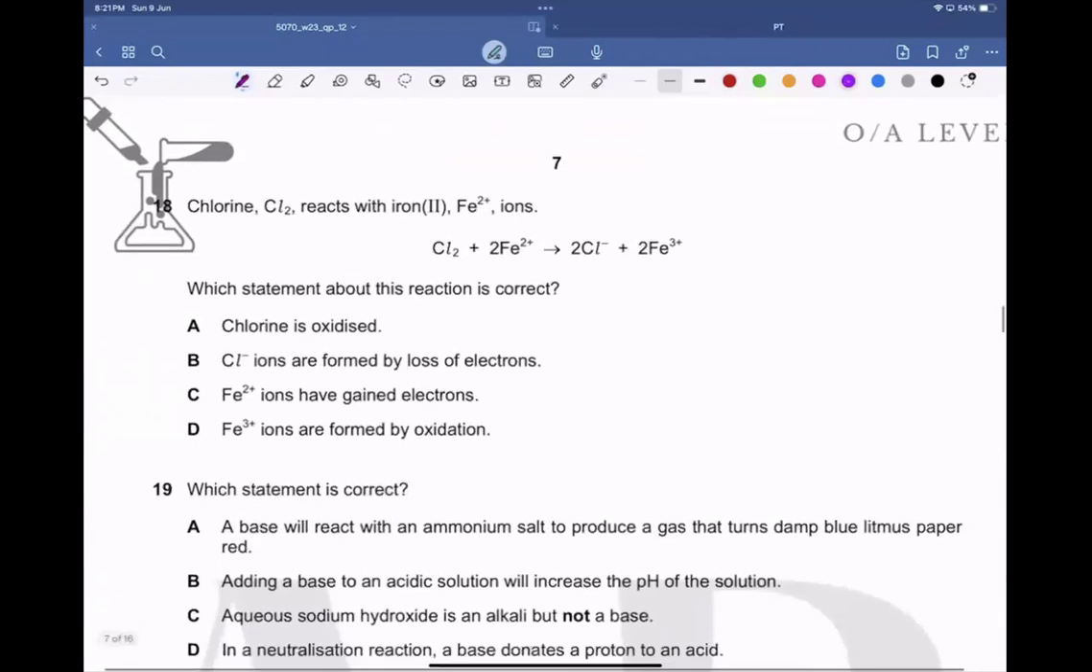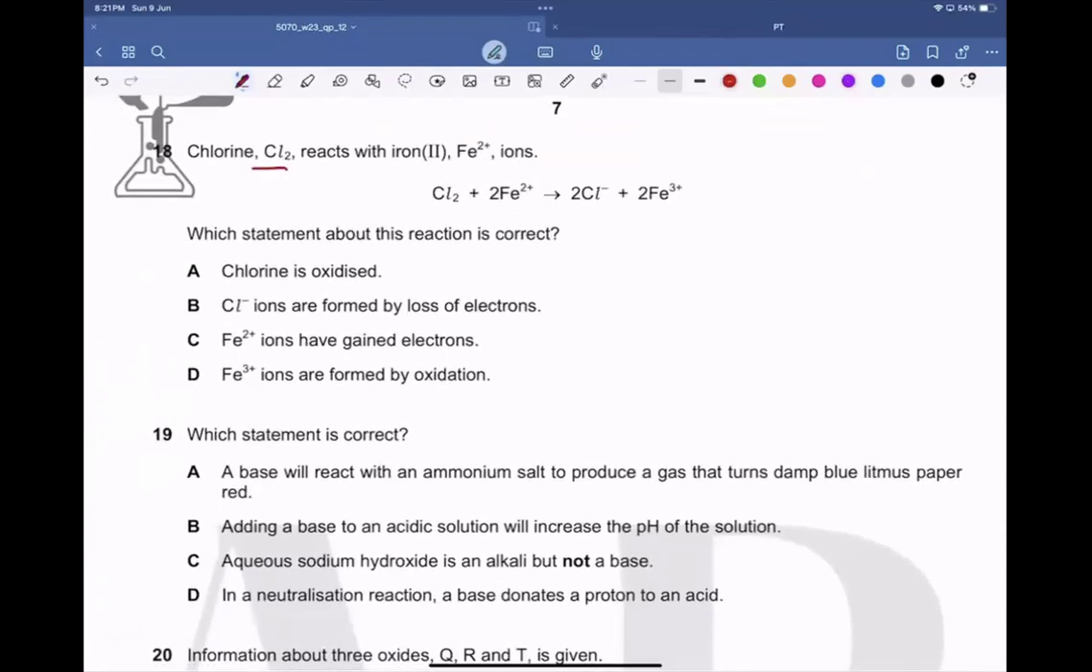Now question number 18. Chlorine reacts with iron 2 ions. Which statement written about this reaction is correct? Chlorine is oxidized. So see over here, it's 0, it's -1. So it is reduced, not oxidized. A goes wrong. Chloride ions are formed by the loss of electrons. No, chloride ions are formed by the gain of electrons, because it is getting the negative charge from 0. So it means it gained the electron, right?